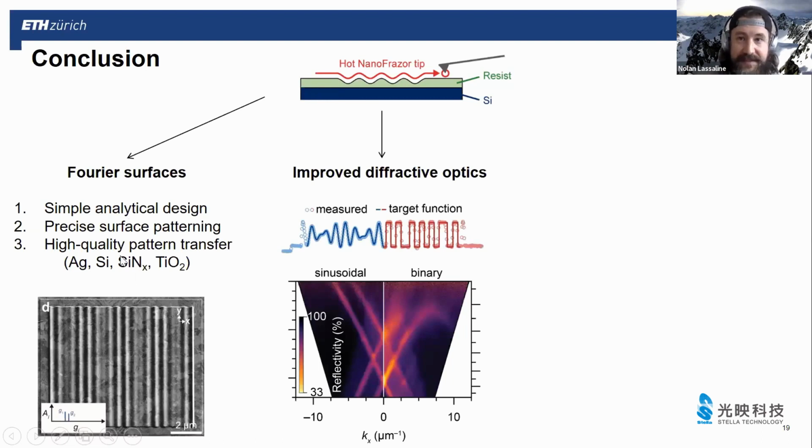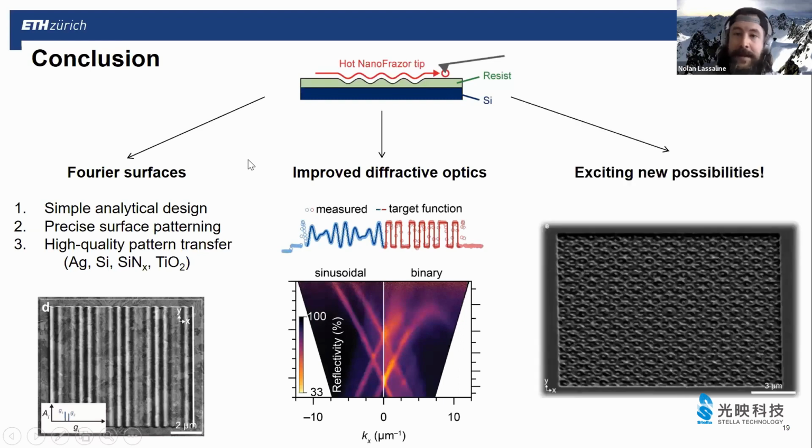And when we take these surfaces that we made and use them in the fashion of a diffractive optical element, we can use these surfaces to generate improved diffractive optics, nicely shown here when we compare to this previous state of the art. And finally, of course, this shows that this is only just the beginning.